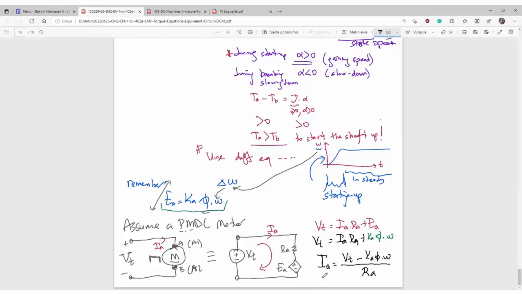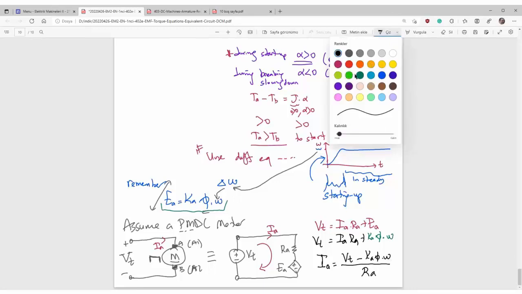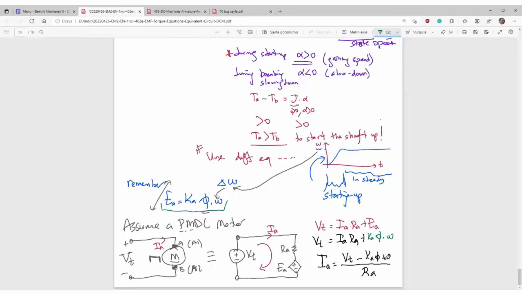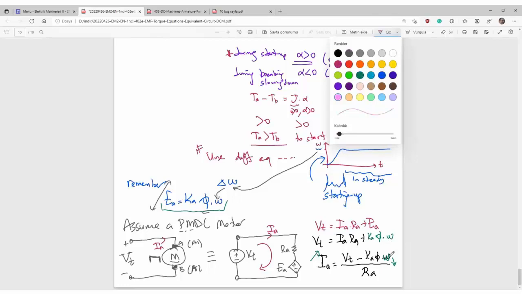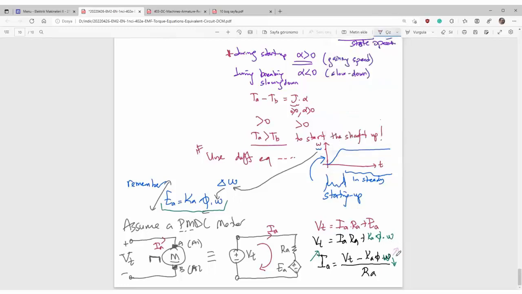What is the meaning of this equation? Here you see speed. If speed is smaller, electric current in the armature circuit will increase. If speed is larger, the difference here will be smaller and current will be smaller.